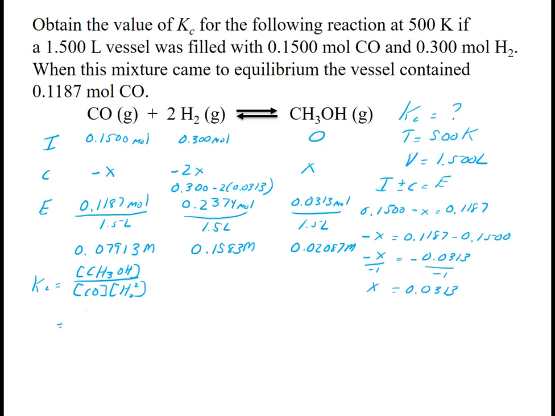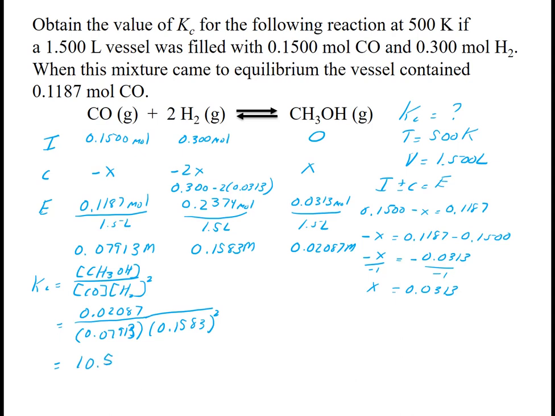So when I put in my numbers, I get 0.02087 divided by, parentheses, 0.07913 and 0.1583 squared. That's probably the number one mistake that students make, is they forget the square. I put the square on the outside there, didn't mean to, but the square up here needs to be carried down here. And when I do this math, I get 10.5.